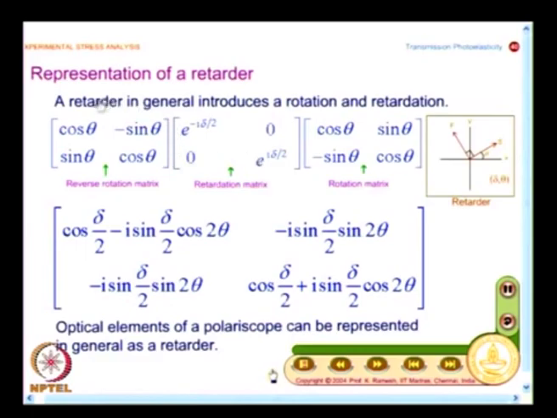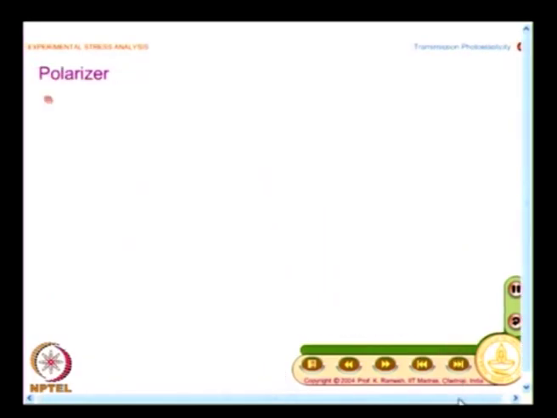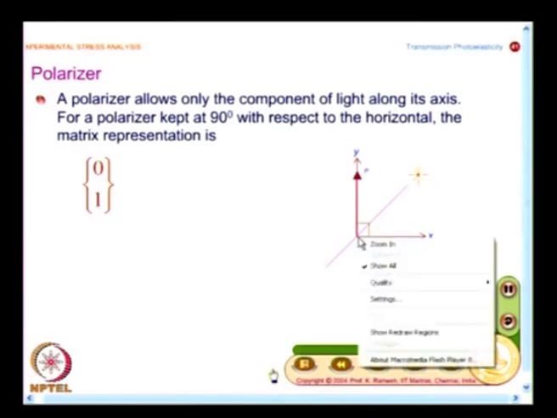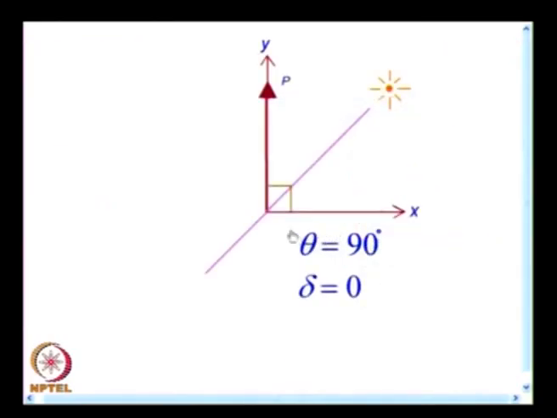Then we do a reverse rotation. First we will take a very simple optical element like a polarizer, wherein there is no great mathematics involved, it is only a representation for convenience. And what I have here is a simple polarizer. I can say that theta equal to 90 degrees and delta equal to 0.